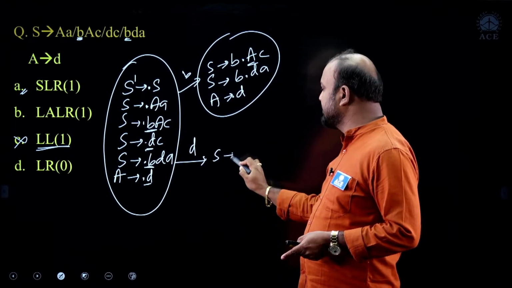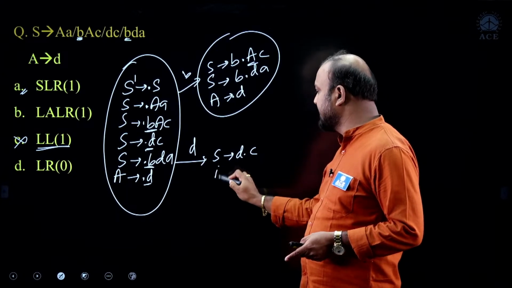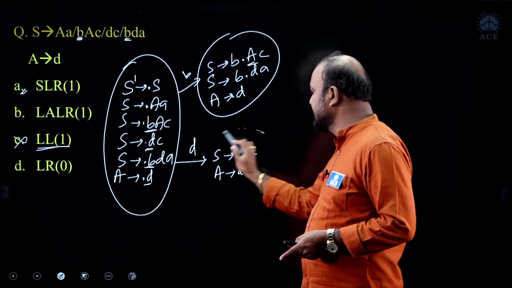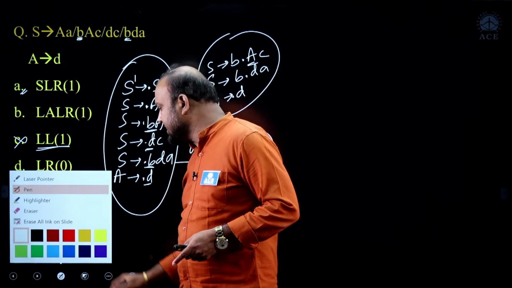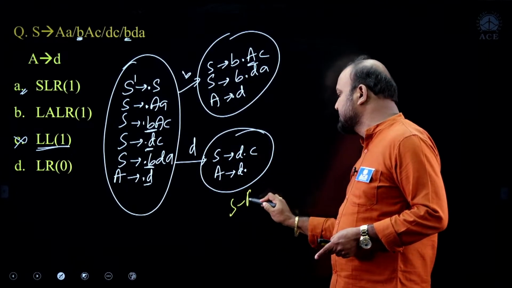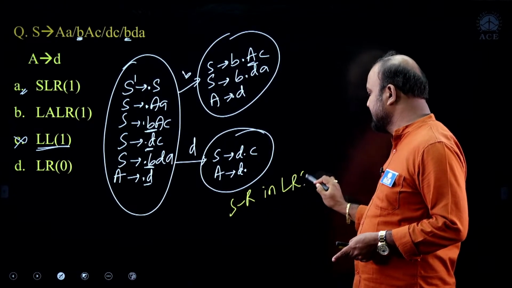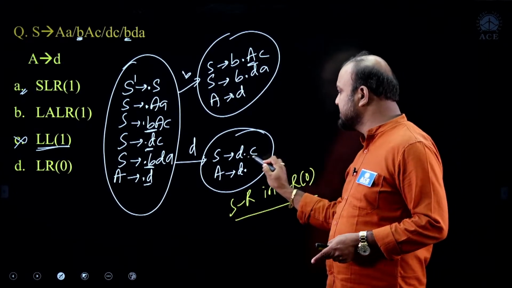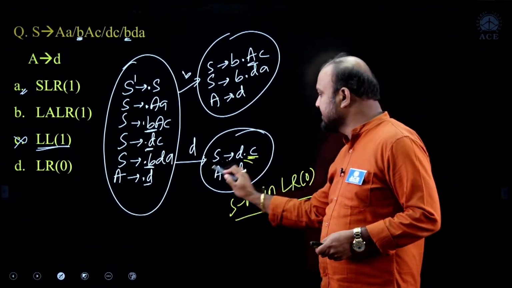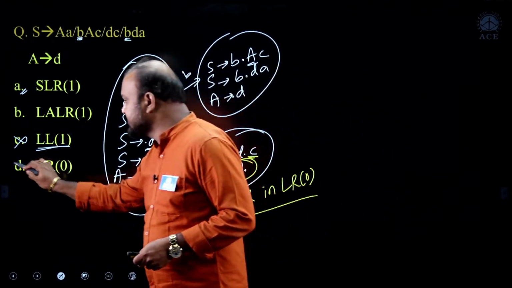With respect to D, we have two possibilities: S tends to D dot C and A tends to D dot. Clearly it is a shift-reduce conflict in LR(0), right? Because it is a shift with respect to C and this is a reduction. So LR(0) is wrong.